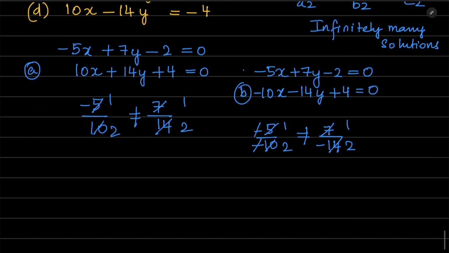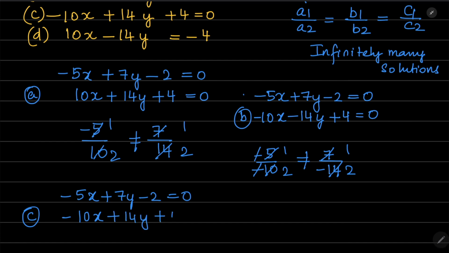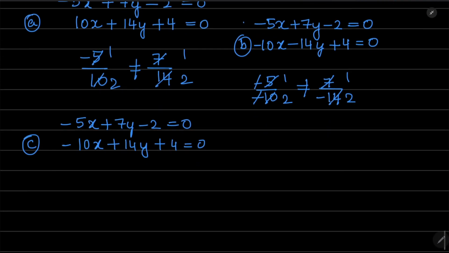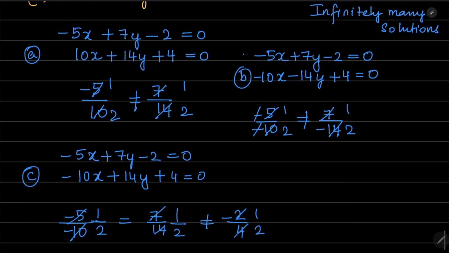Now let's go to the C. Let's write the given equation as it is: minus 5x plus 7y minus 2 equal to 0. And let's write option C: minus 10x plus 14y plus 4 equal to 0. Here what do you see? Minus 5 by minus 10, which is nothing but 1 by 2, is equal to 7 by 14. What is 7 by 14? Again 1 by 2. But that is not equal to minus 2 by 4, that is minus 1 by 2. So this condition is also not applicable.